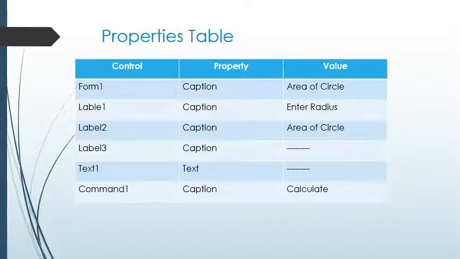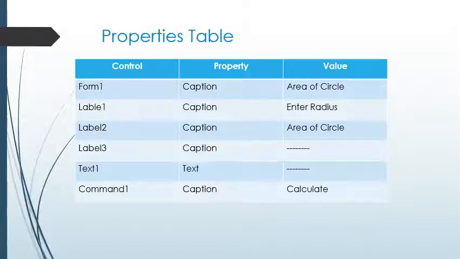The first control we took was Form1. We have changed its Caption property to Area of Circle. The second control we have taken is Label1, and we have changed its Caption property and written Enter Radius. The next control we have taken is Label2. We have changed its Caption property to Area of Circle. The next label is Label3. Its Caption property we have cleared so that we can display the actual result.